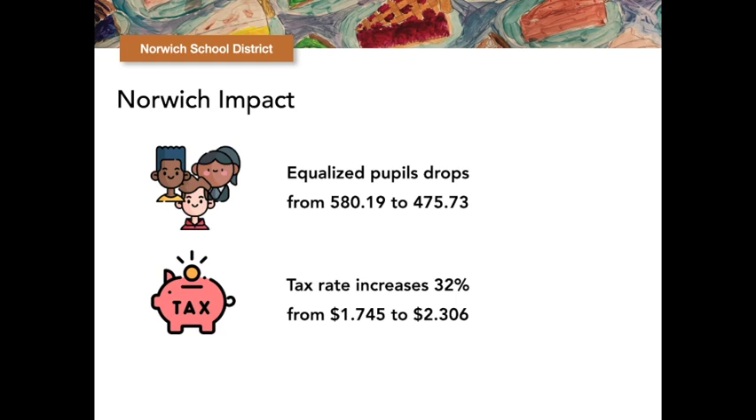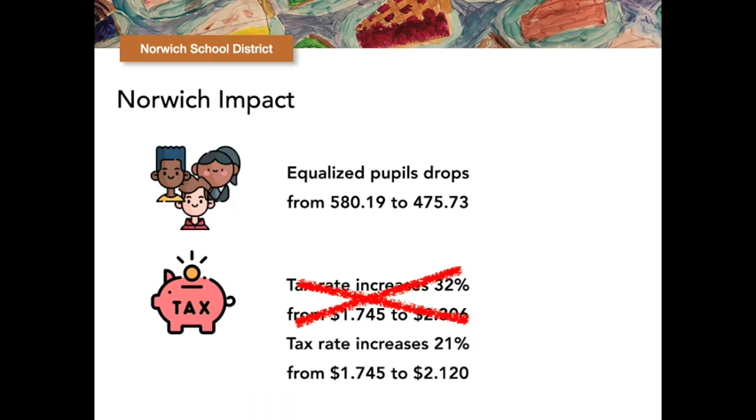The other item is that we discovered the tax rate increase estimate for Norwich in the task force report is incorrect. The report indicates that Norwich may see a 32% increase, and I'll note that our one-page handout states that as well, but that calculation is incorrect. The modeled increase is closer to 21%, or going from $1.74 to $2.12.